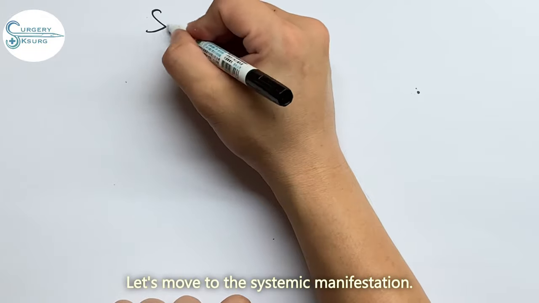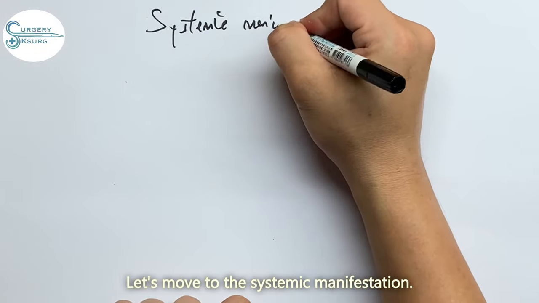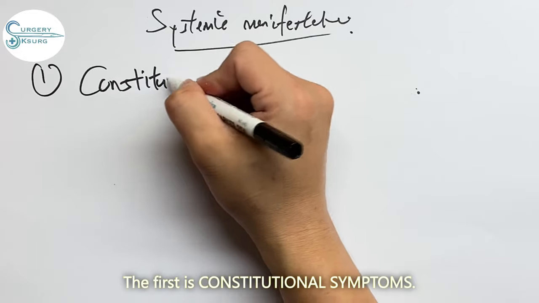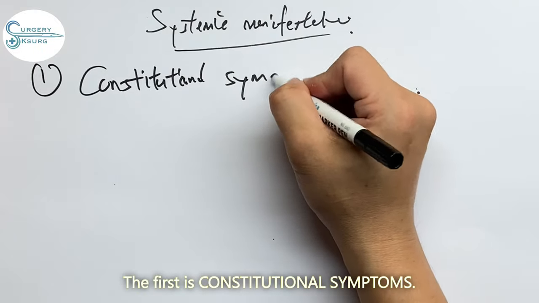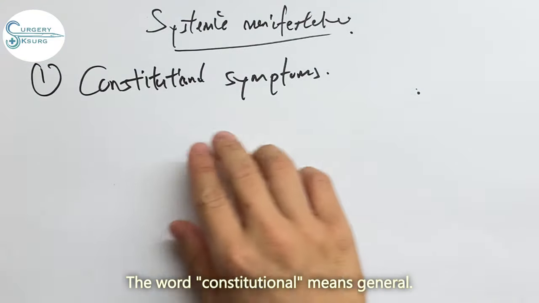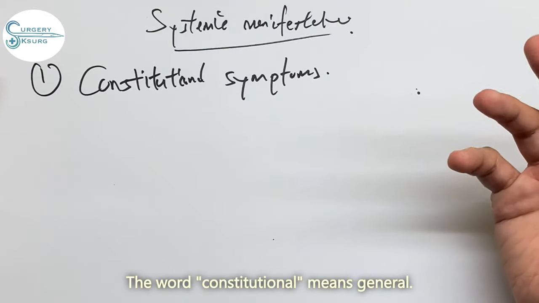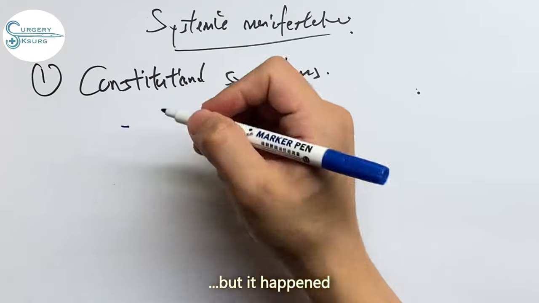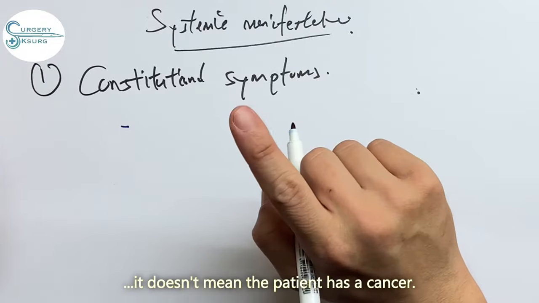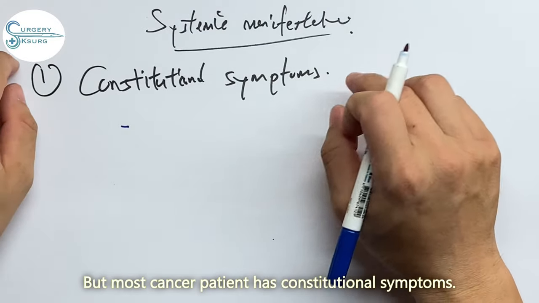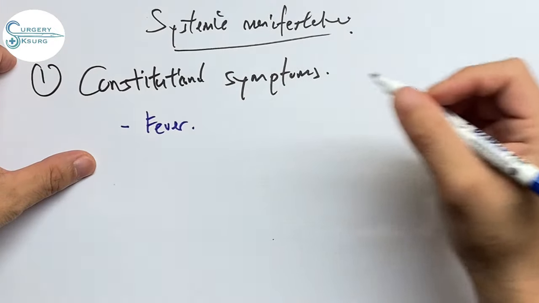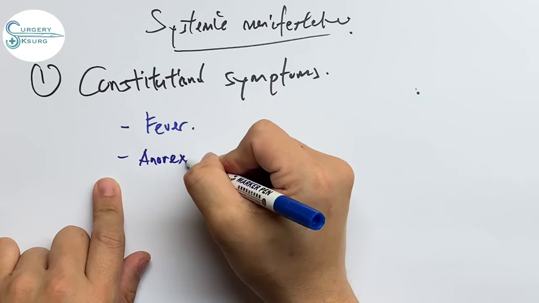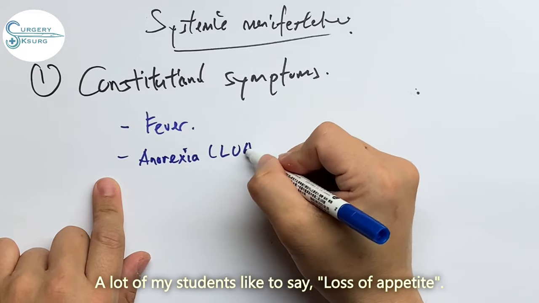So let's move to the systemic manifestations. The first, as I said just now, is the constitutional symptoms. The word constitutional just means general. When we talk about general, it means we don't know why it happened, but it happens. Mind you, constitutional symptoms don't mean the patient has a cancer, but most cancer patients have constitutional symptoms. The first one is fever. Usually it is a mild fever. It won't go to a high-grade fever. Number two is anorexia, or as a lot of my students like to say, loss of appetite.